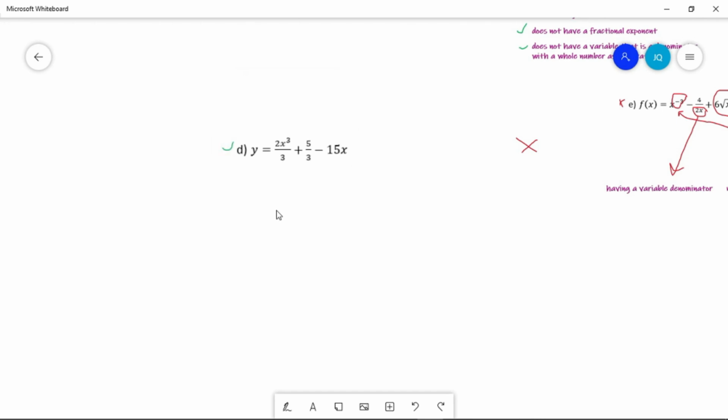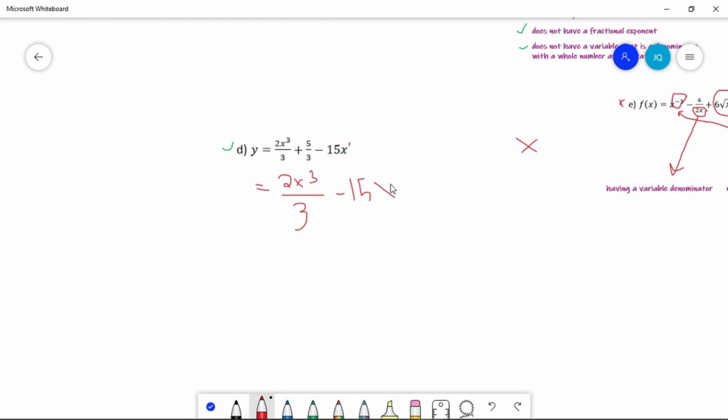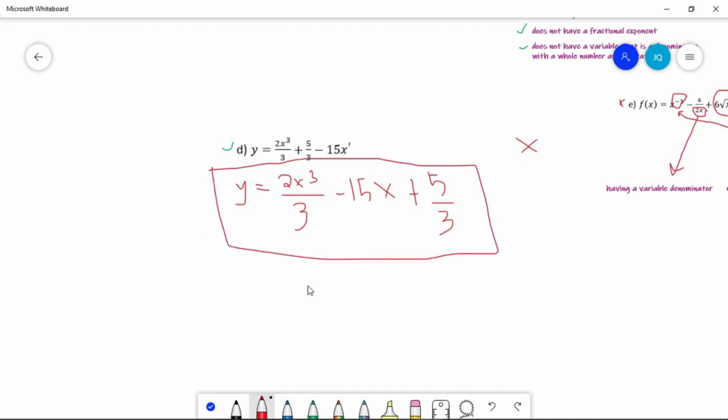Let's inspect what is the highest exponent. The highest exponent is 3. So the terms having the exponent 3 will be written first. So 2x cubed over 3. Next, there's no 2, but we have here 1, right? So it's an invisible 1. So 15x. And lastly is the constant term, 5/3 or 5 over 3. So this is now our polynomial function in standard form.